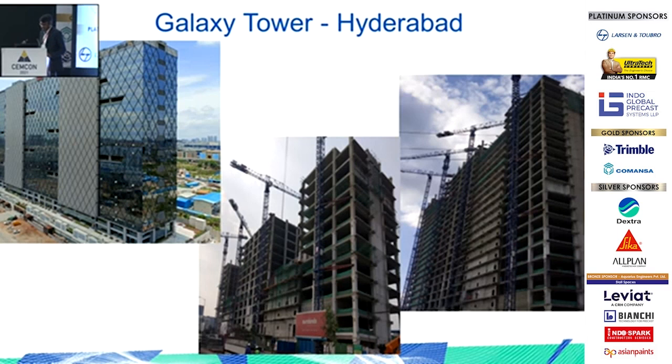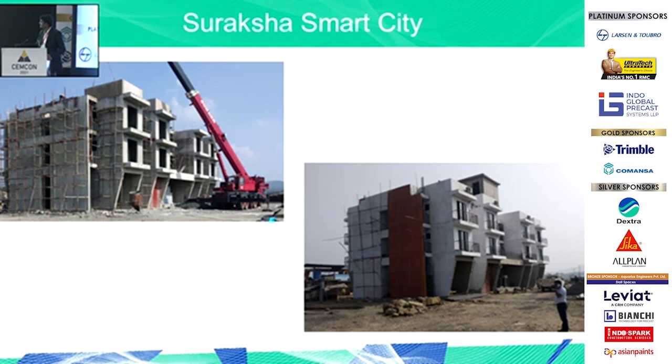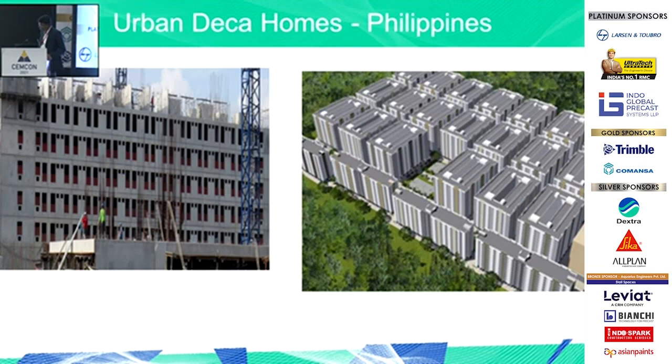In India, we have done work with Arbindo. This is Galaxy Tower. It is a 24-story building, and this is one of our best examples, as in this building the total construction time was around 11 months only. And this is one more project from Arbindo. This again is a 24-story building. And the coupler being a flexible option, it has been used in 2D as well as in 3D. So this is a 3D pod which has been done for Suraksha Smart City.